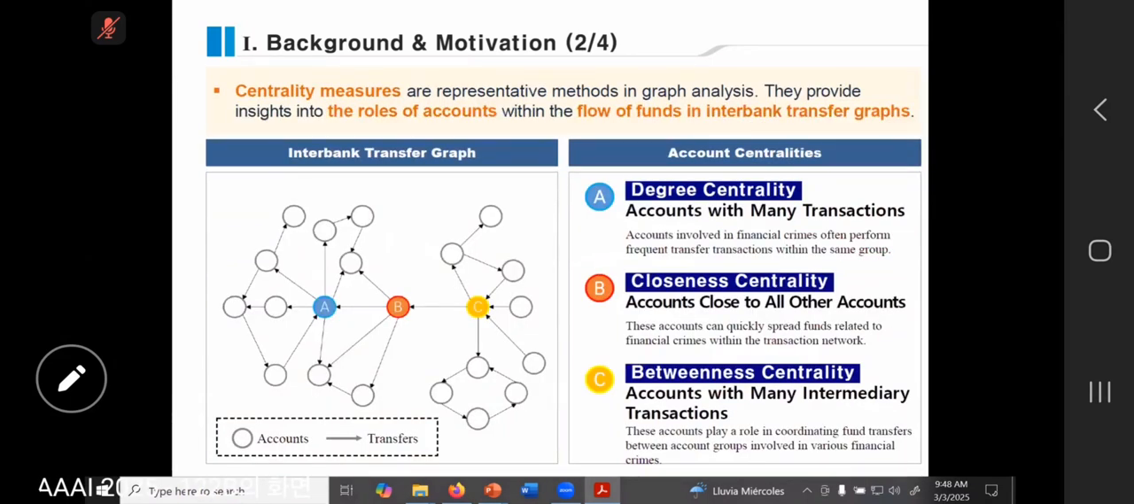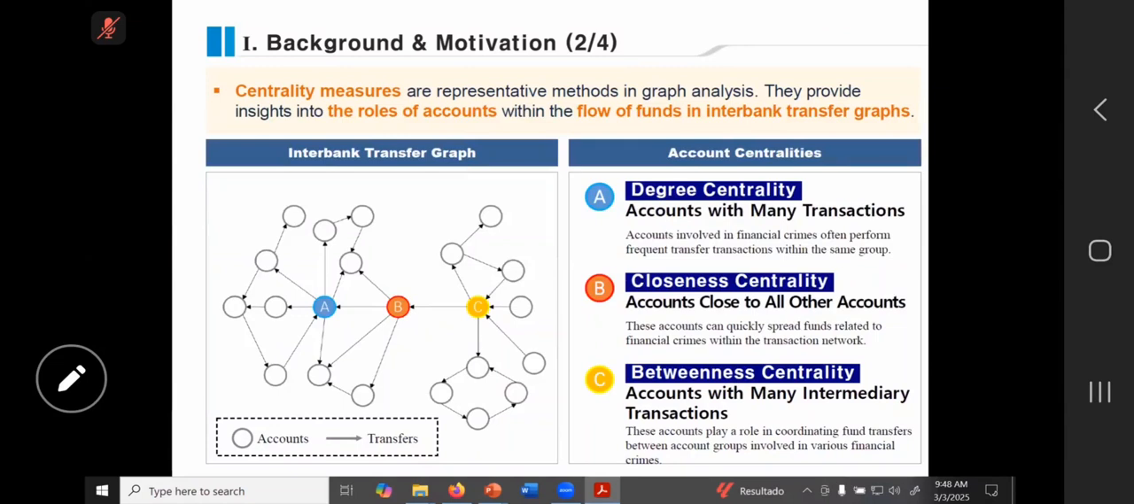Here, I'd like to explain the figure. The one on the left is the interbank transfer graph, because I explained that my company runs the wire network between Korean domestic banks. And we thought that account centralities may be the key features to enhance the performance.